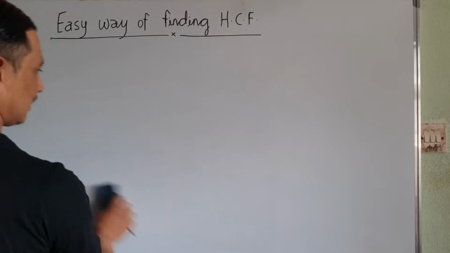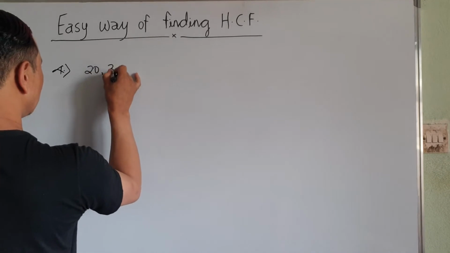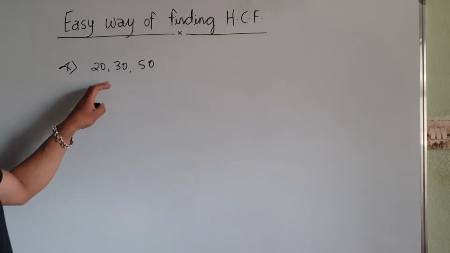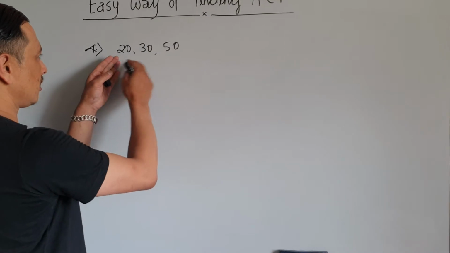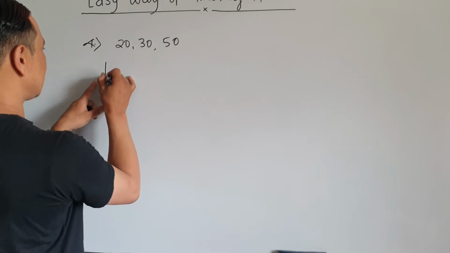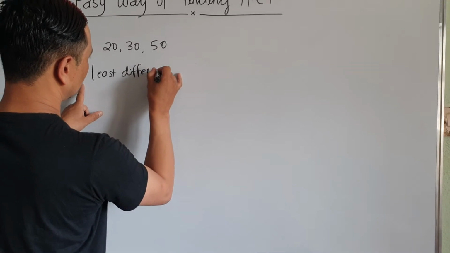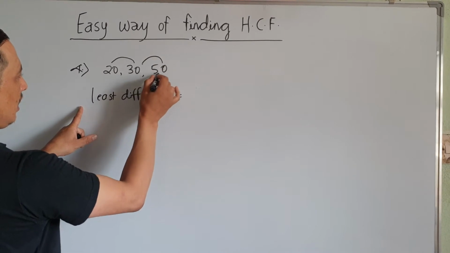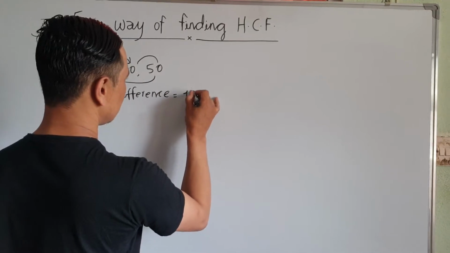Let's check for three numbers, 20, 30 and 50. We did the HCF of two numbers. Now we check for three numbers. In the case of three numbers, we find the difference of each pair of numbers and we take the least difference. Here the difference is 10, here the difference is 20, here the difference is 30. So we are going to take the least difference, that is 10.